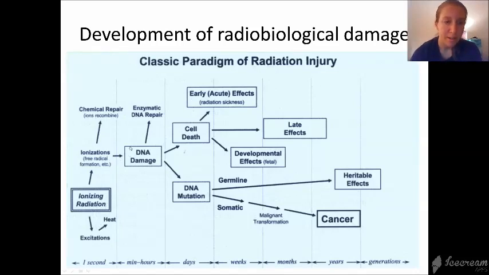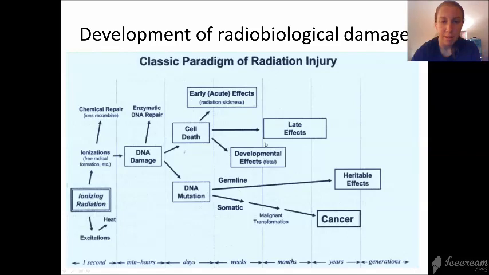The ionizations can lead to DNA damage, and the DNA can repair itself. There's enzymatic DNA repair, and all this can occur within minutes or hours. The DNA damage can go on to produce cell death, so you can have an early acute effect like radiation sickness, which is basically like having diarrhea or vomiting. And this can occur in a span of days.